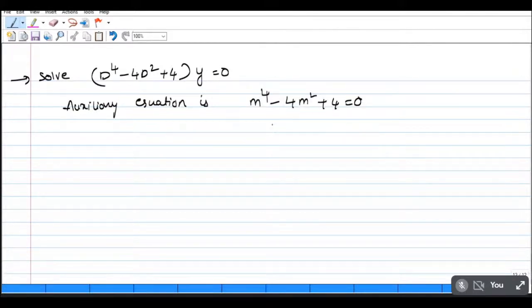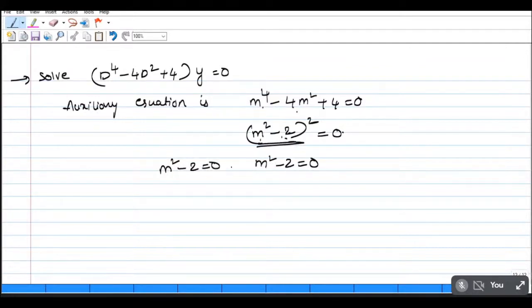How to find the roots of this equation? Observe the equation and tell me. m power 4 minus 2m square minus 2m square, plus... (m square minus 2) whole square. This is m power 4, minus 2ab is minus 4m square, plus b square is plus 4. Okay. m square minus 2 is 0, because here we have two terms. So m square equal to 2.